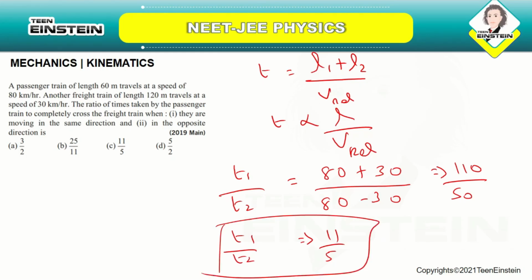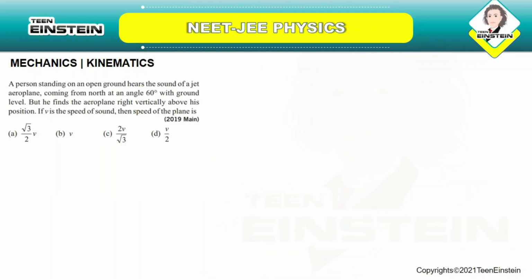Because we are taking the same direction and opposite direction as the condition, you are getting the velocity as 80 plus 30 and 80 minus 30. So, 110 by 50. So, you will be having the ratio of T1 and T2. Time taken by the passenger to completely cross a freight train will be 11 by 5. So, the correct answer is option number C. Let us now move on to the next question.